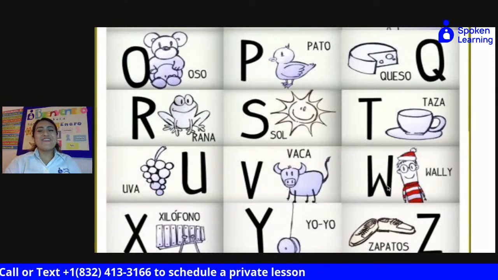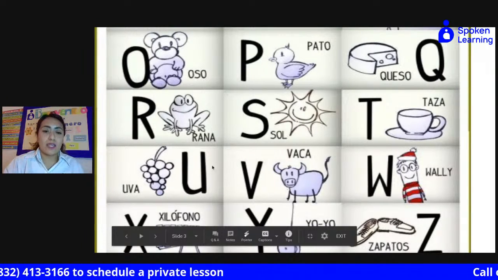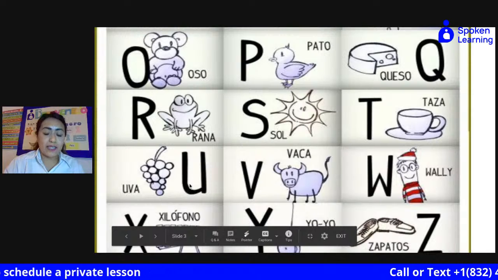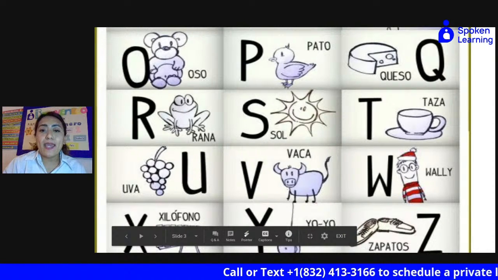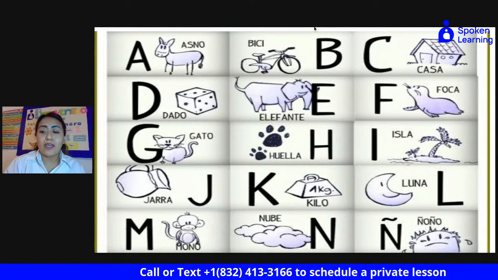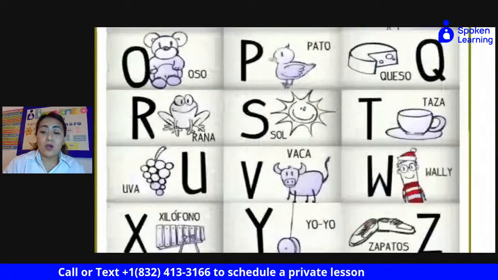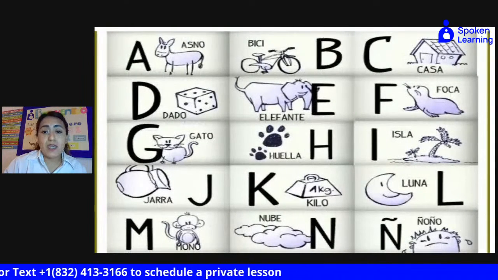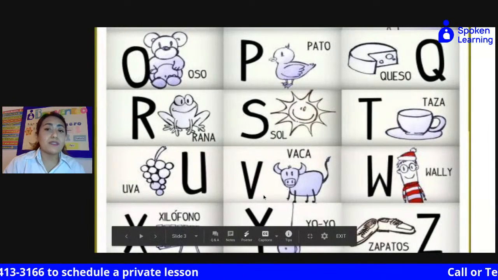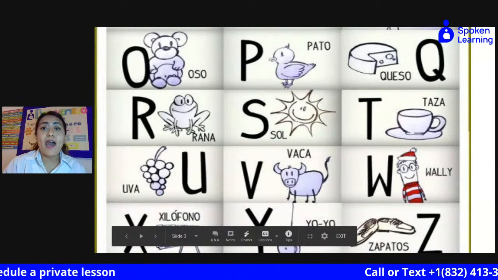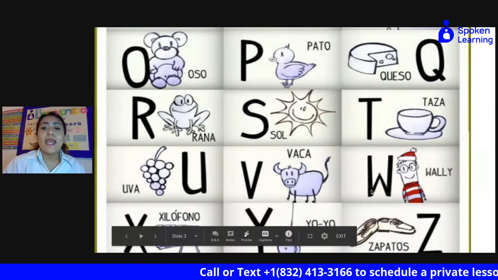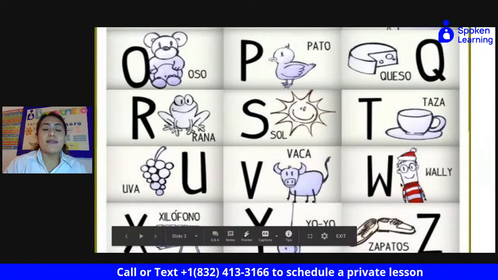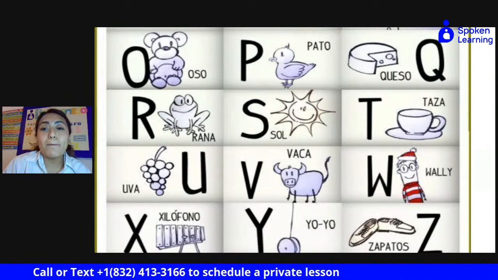Why? Because it has the shape of a U, but the sound is like a B in here. I know in English this is B and this is V, but no, in Spanish they have the same sound, B. Now, this one, doble B.